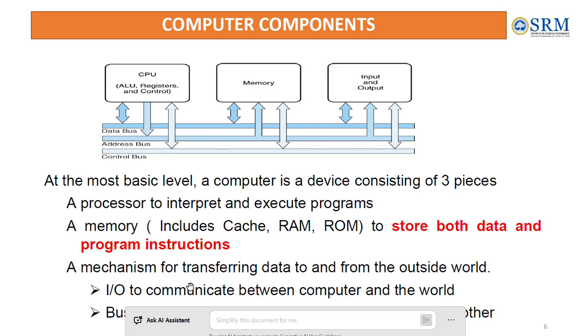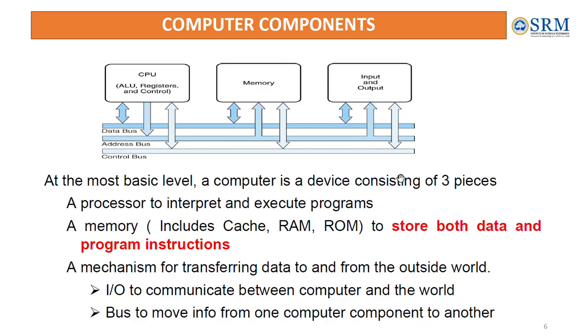A mechanism for transferring the data to and from the outside world. So the I/O is to communicate between the computer and the world, plus to move the information from one computer component to another component. Okay, so we can see that these are the computer components of the basic computer.